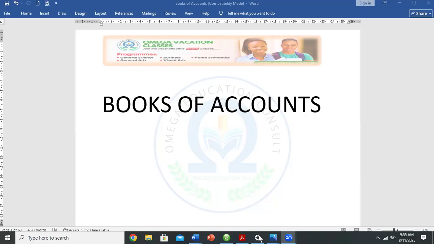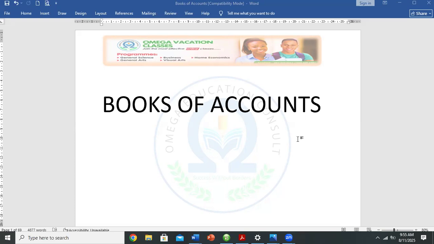Last week, we started with the books of account, and by way of revision, we stated the point that books of account are documents or accounts that are used to keep the financial transactions of a business. We indicated that there are two main books of account, i.e. the day books and the ledgers.